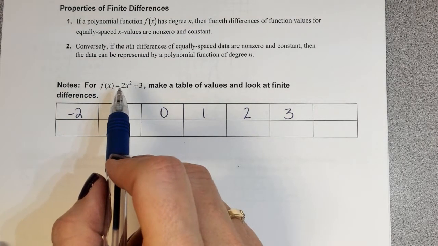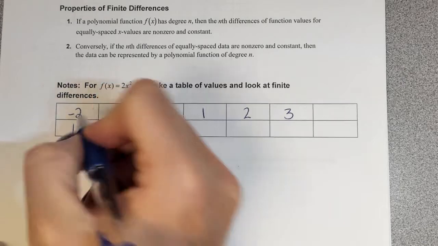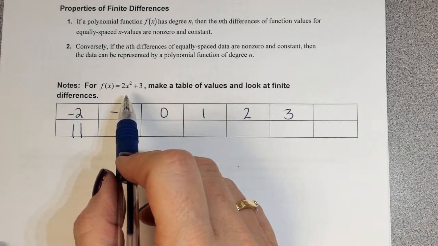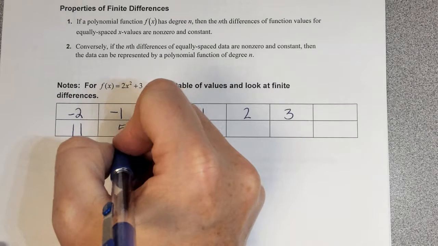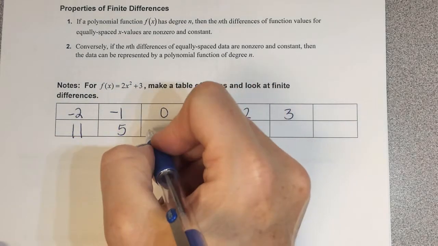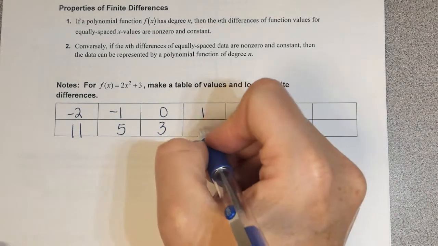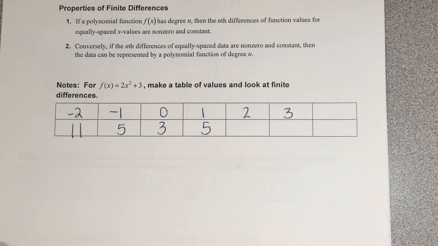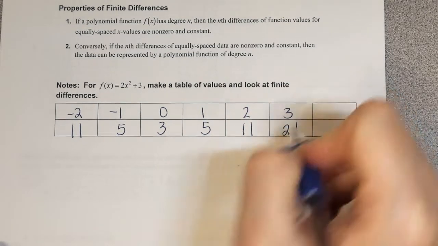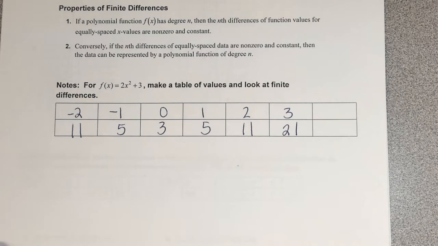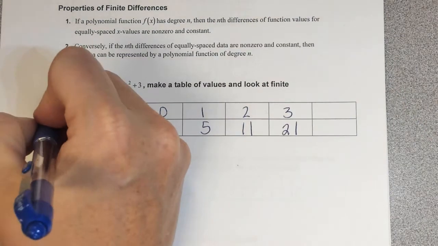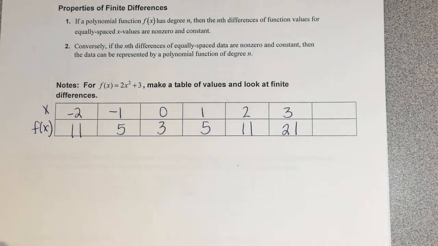-2 squared is 4, 4 times 2 is 8, plus 3 is 11. -1 squared is 1, 1 times 2 is 2, plus 3 is 5. 0 plus 3 is 3. 1 times 2 is 2, plus 3 is 5. 2 squared is 4 times 2 is 8, plus 3 is 11. 3 squared is 9, 9 times 2 is 18, 18 plus 3 is 21. So far, all I have are my x's and my y's. These are my x's, these are my f of x's, or the y's.